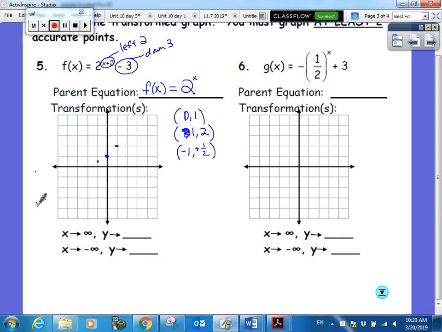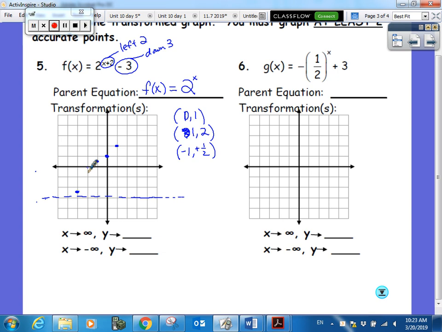Now, those points move along with the asymptote. Our asymptote started at x equals 0, so I'm going to deal with that first. That moved left 2, so horizontal doesn't affect left or right, but it moved down 3. So here's my new asymptote. And then I'm going to move all these points. So I'm going to move this point left 2, down 1, 2, 3.